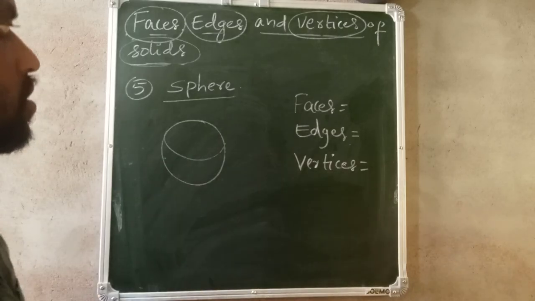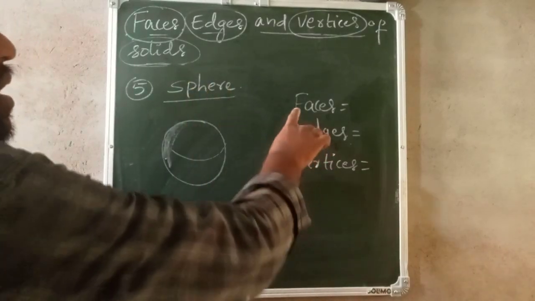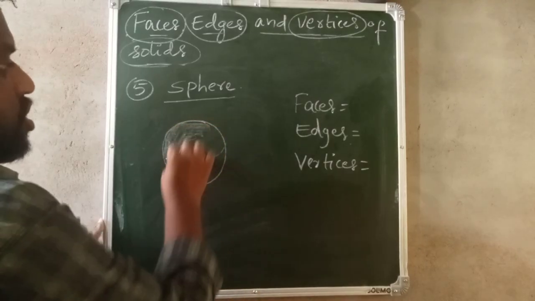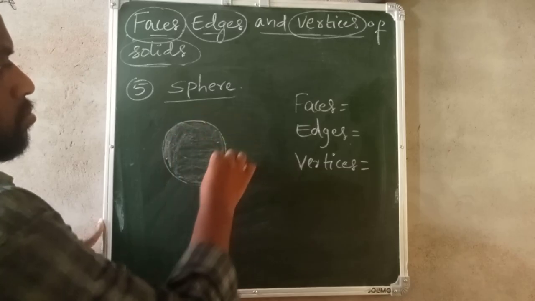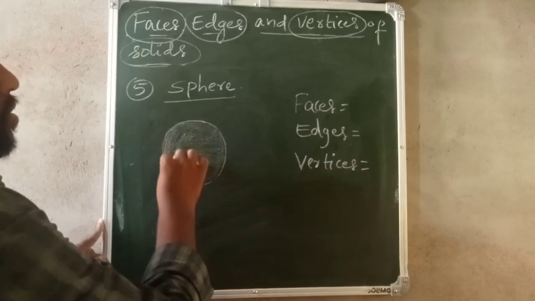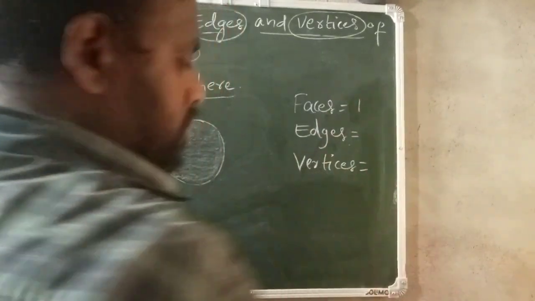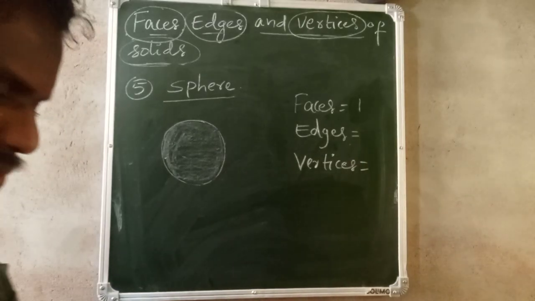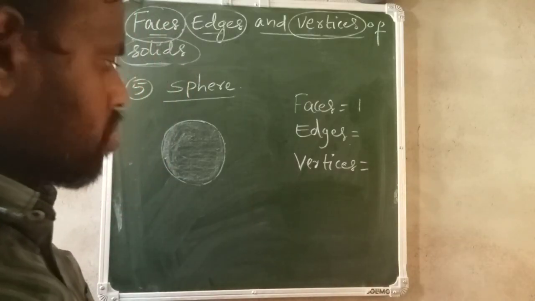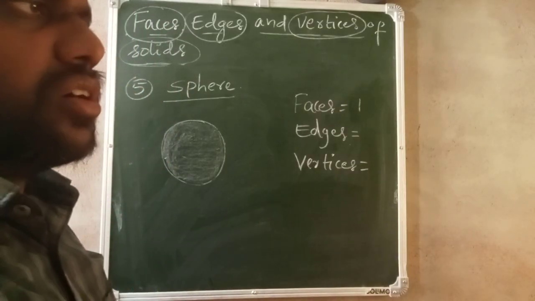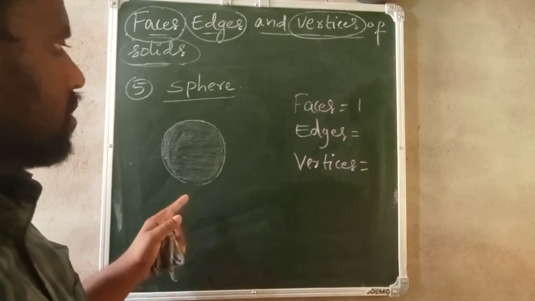See, this entire thing we will consider as one face, F-A-C-E. I'm going to shade the region. This entire thing is considered as one face. So faces is equal to 1. And this ball, if you have seen, there are no edges here.